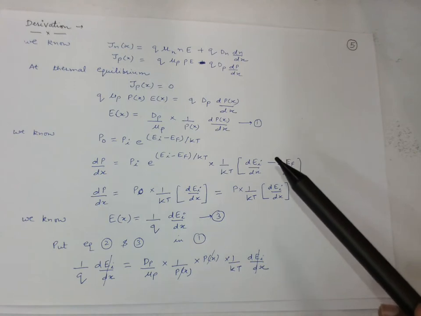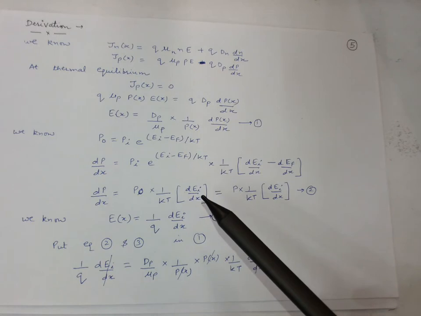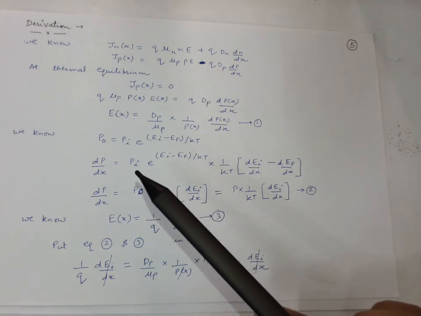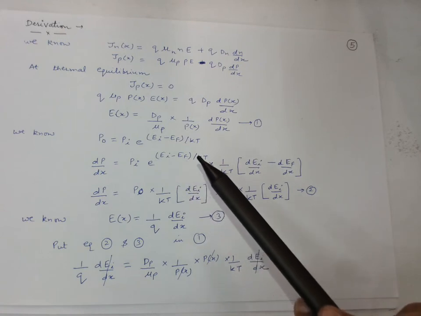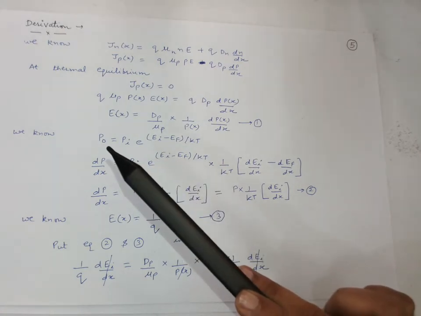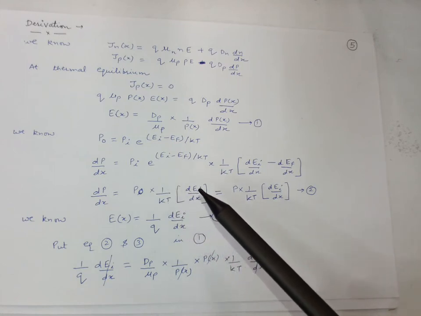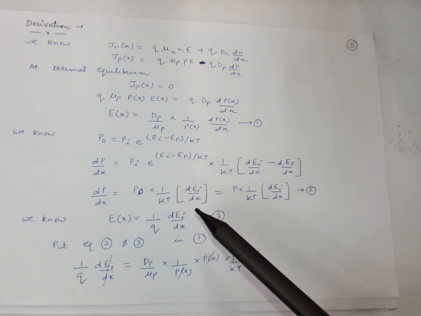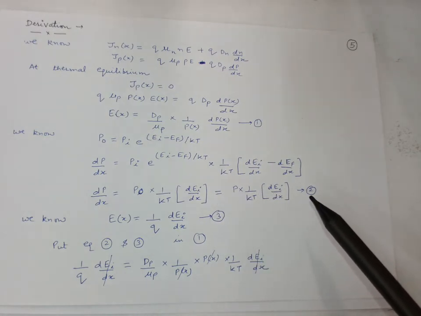Now we all know that the rate of change of Ef with respect to x at 300 Kelvin is always 0. So this term is ignored. So if I talk of this expression, ni e raised to the power Ei minus Ef upon kT, this is equal to what? p0. So I put p0 here, into 1 upon kT dEi upon dx. I mark this expression as 2.